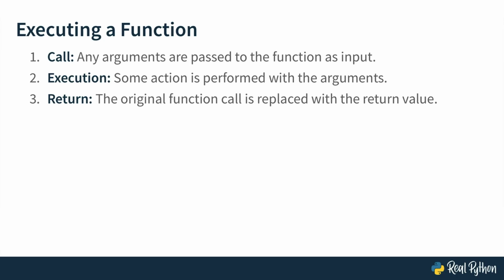The process for executing a function can be summarized in 3 steps. First, the function is called, and any arguments are passed to the function as input. The second step is the function executes, and some action is performed with the arguments. Third, the function returns, and the original function call is replaced with the return value.